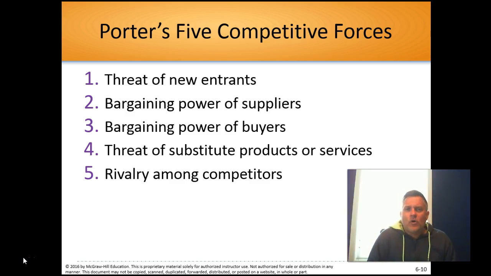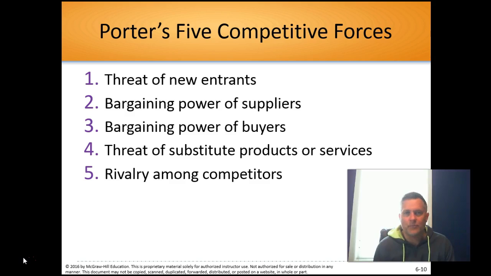The next force is the bargaining power of the suppliers. So if I have a business, I'm going to need supplies, and I want to get the best price possible for those supplies. So I really need to understand how much leverage or bargaining power the supplier has. If I can get the best price possible and take the supplier maybe from here down to here, then the bargaining power of the supplier would be low.